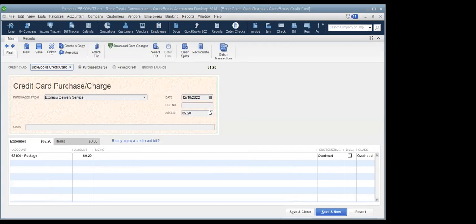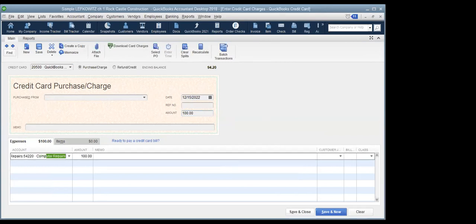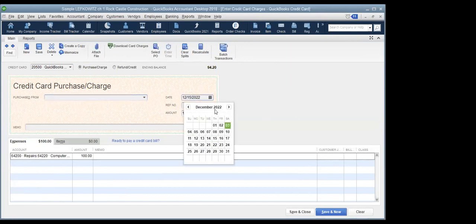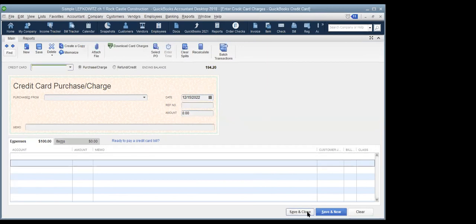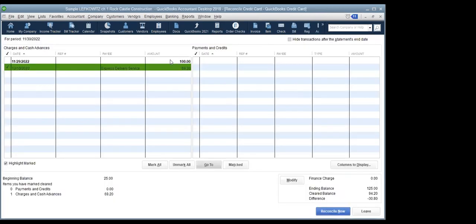Okay, so this is the credit card. And now it says credit card is $94.20. After that, I want to do $100. And I'm missing the expense called computer repair, $100. And the date is still in November. I got it November 29. And save and close. Okay, so I just entered this $100.